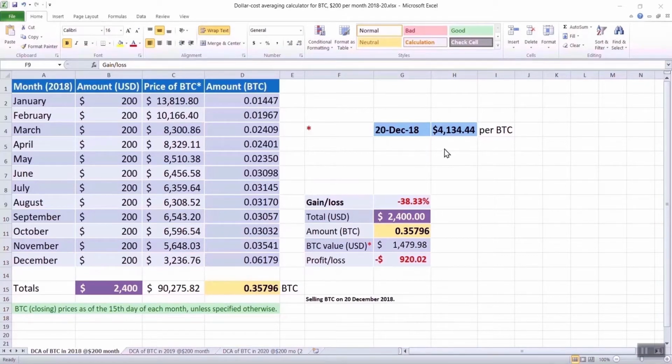Bitcoin had a bad year in 2018, and just to give you some context, towards the end of 2017, we had the major run-up, and then it started dropping rapidly at the beginning of January, hence the major drop you see here in the first 3 months. If you use dollar cost averaging $200 a month, and then you decided to sell on the 20th of December, and I've done that for the remaining years, you would have lost 38% based on this. It's about $920 lost for the year.